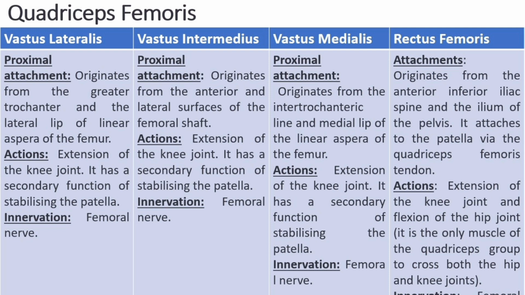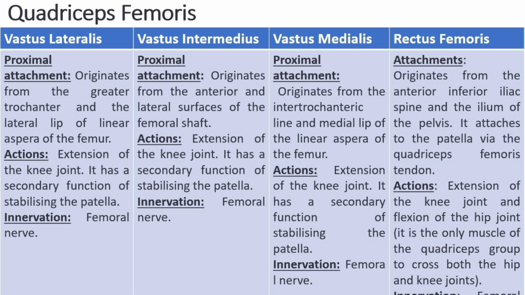Proximal attachment. Originates from the anterior and lateral surfaces of the femoral shaft. Actions. Extension of the knee joint. It has a secondary function of stabilizing the patella. Innervation. Femoral nerve. Vastus medialis. Proximal attachment. Originates from the intertrochanteric line and medial lip of the linea aspera of the femur. Actions. Extension of the knee joint. It has a secondary function of stabilizing the patella. Innervation. Femoral nerve. Rectus femoris.